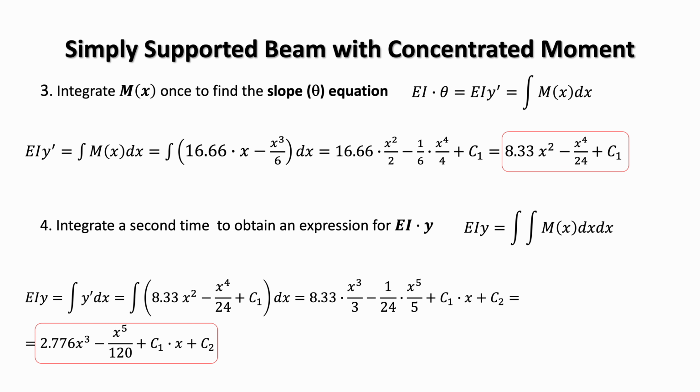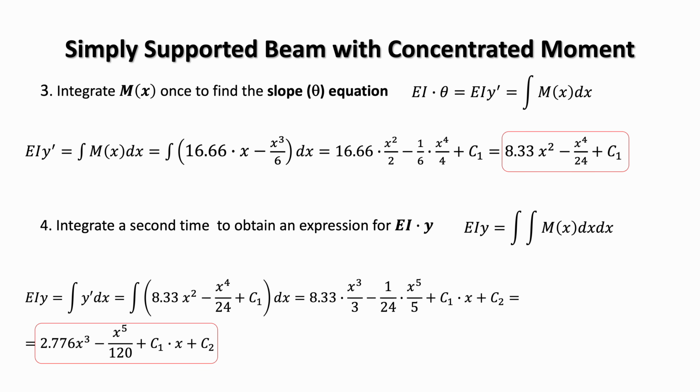First, we integrate the bending moment expression once to obtain the slope. So in our case, substituting the moment, which was 16.66x minus x cubed over 6, and integrating term by term, gives us the slope expression here with our first constant of integration. So this becomes 8.33x squared minus x to the power of 4 over 24 plus c1.